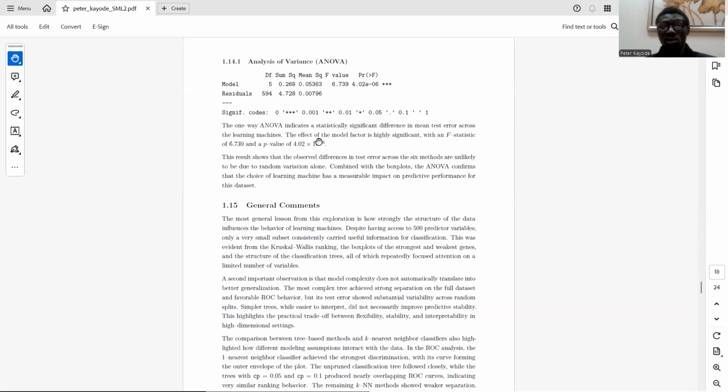to random variation alone. In summary, the main lesson from this analysis is that when the number of predictors greatly exceeds the sample size, performance depends less on using all available variables and more on identifying relevant structure.